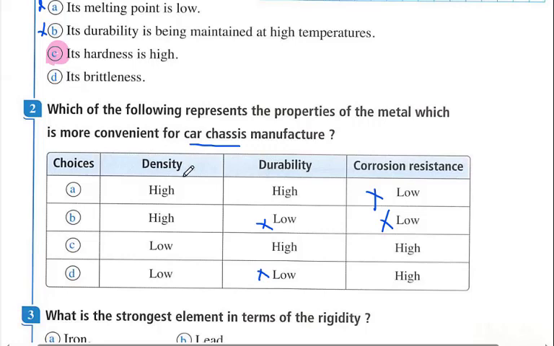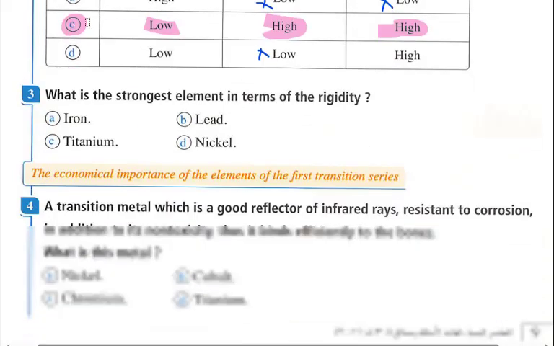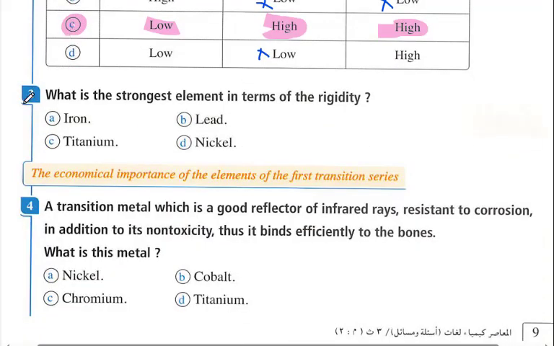Density, it must have low density to not be a heavy load on the car. So okay, this is the correct answer. The correct answer is the properties of the metal which is more convenient for the car chassis manufacture. It has low density, high durability, and high corrosion resistance. Let's have the third question.